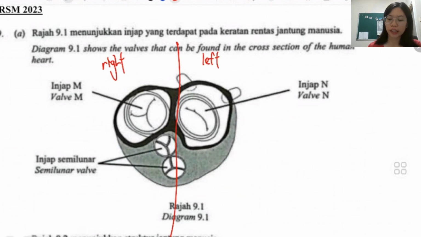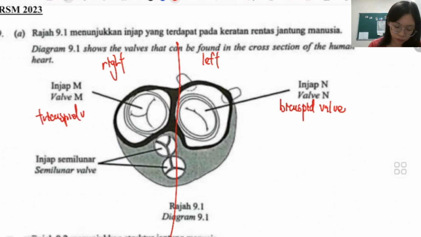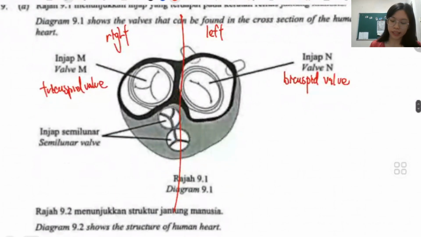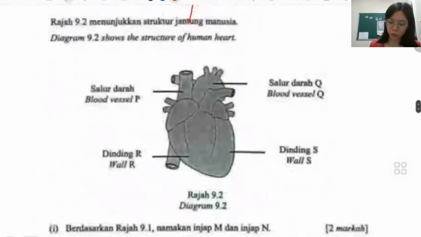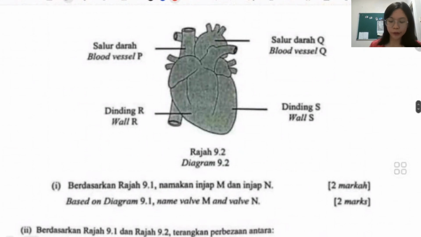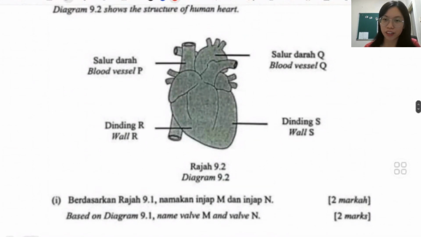So the one connecting the left atrium and the left ventricle, in between them, is the bicuspid valve. And the one at the right hand side is called the tricuspid valve. So yeah, they also help you with another diagram.